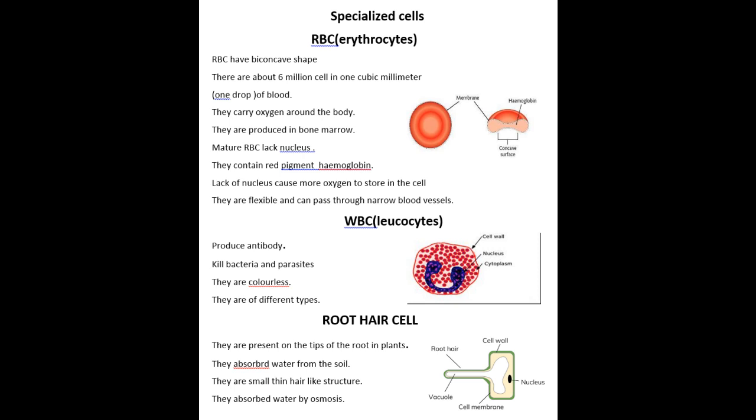They're tiny hair-like structures, and they absorb water by osmosis. We will discuss osmosis in our upcoming videos. So that's how they work together. The root hair cell is a plant cell, and it is not very difficult to understand.